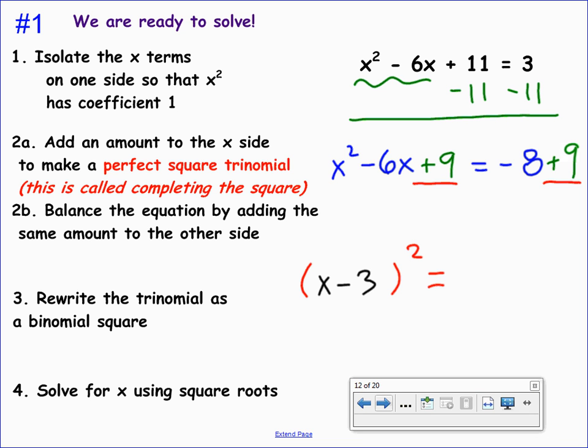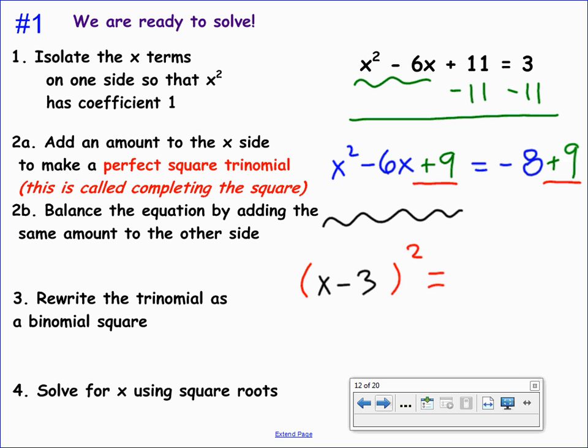X minus 3 quantity squared is equivalent to x squared minus 6x plus 9. If I FOIL that out, I'd get the trinomial. Right? We just did that on 2 pages. You FOILed out a binomial multiplied by itself, and you got that trinomial. We're just going backwards. We're figuring out what that came from.